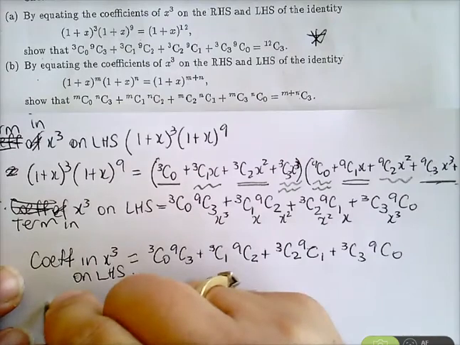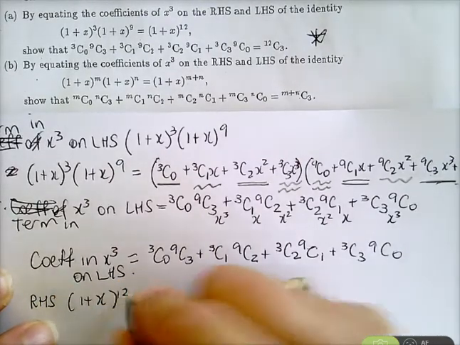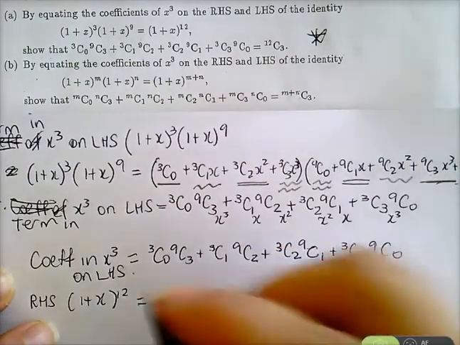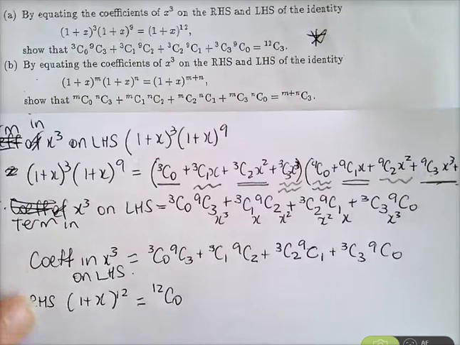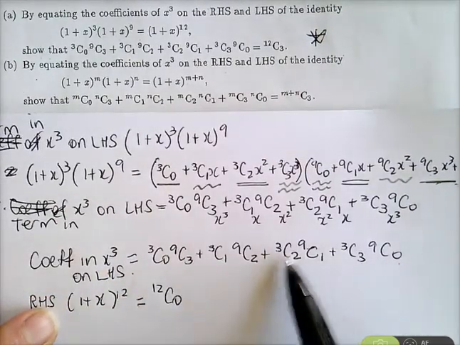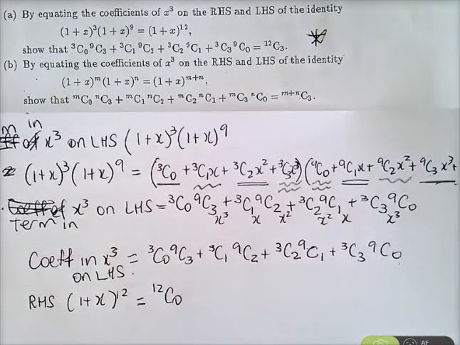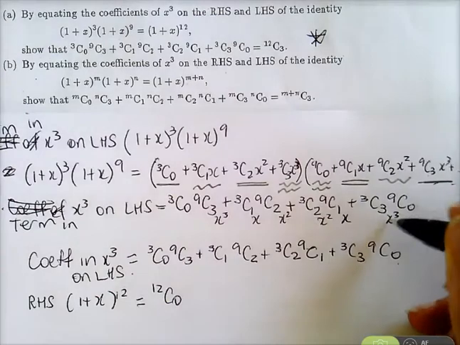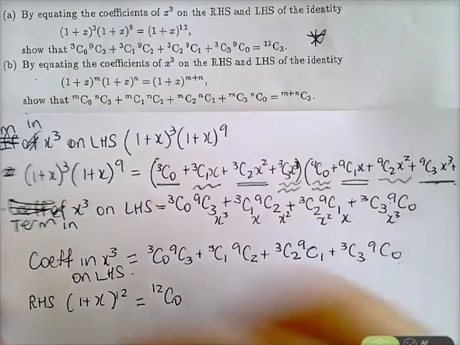And now for the right-hand side, we've got (1 plus x) to the power of 12. And just do the first few. What is it? 12c0. So the coefficient in x cubed on the left-hand side is that. So I'm just doing without the x's. That x cubed is supposed to be next to it. Do you know what I mean? Yeah, because it said show. So on the right-hand side equals that.